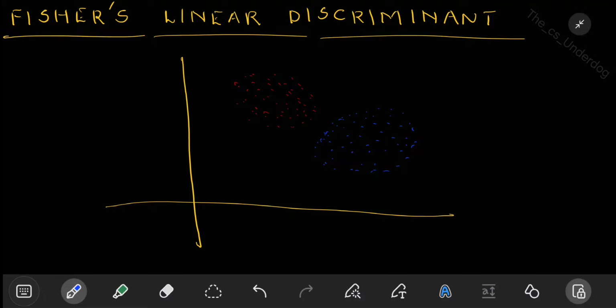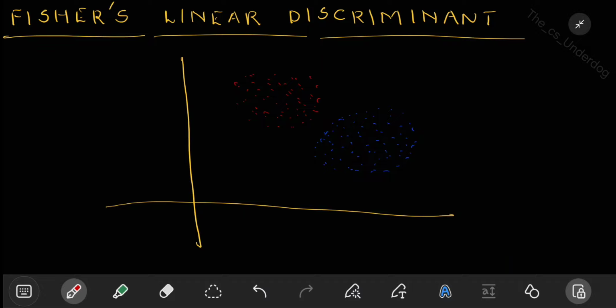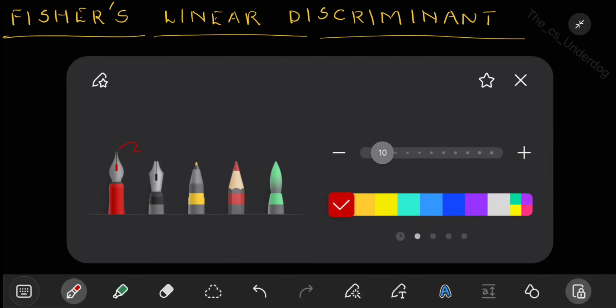So you have two classes here. One is the red class and the second one is the blue class. And your task is to identify which point is in which class. So you want to identify which points belong to the blue class and which points belong to the red class. So this is the task. Let us say you are trying to project it into one dimension and then solve this problem. How will you do this?